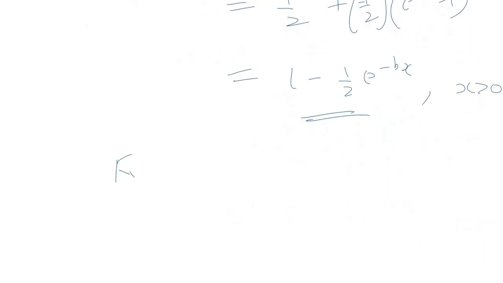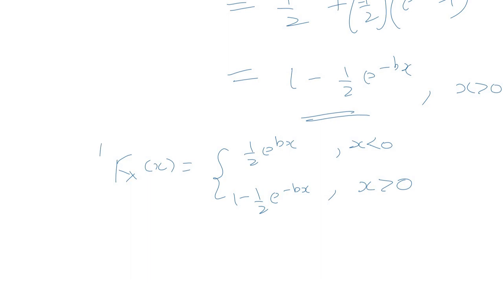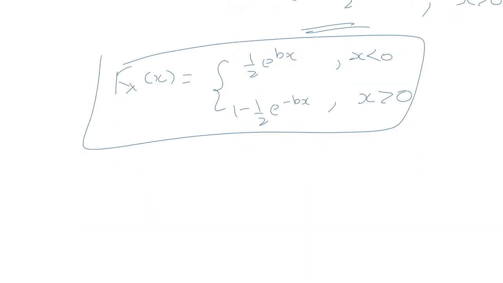The combined CDF can be written as 1 by 2 e raised to power bx for x less than 0, and 1 minus 1 by 2 e raised to power minus bx for x greater than 0. This is the combined CDF.